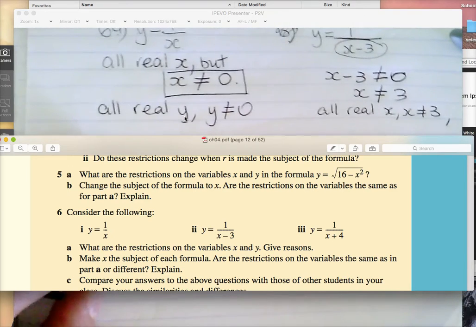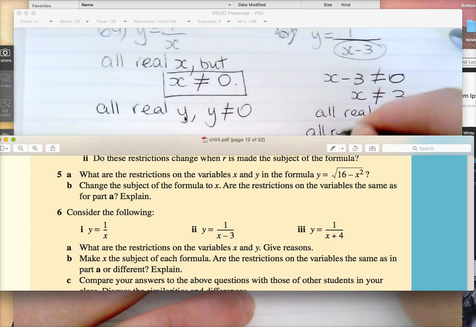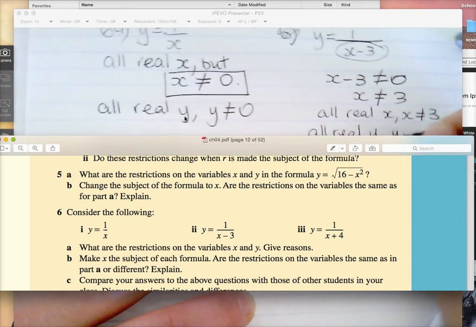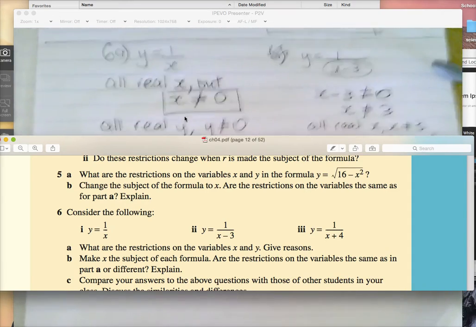Now, tell me about the Y values. Could you get positive answers here? Girls, again, same thing here. All real Y. Y can never be 0. Do you get that? Yes.